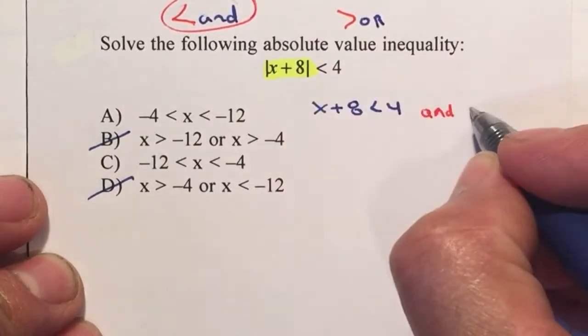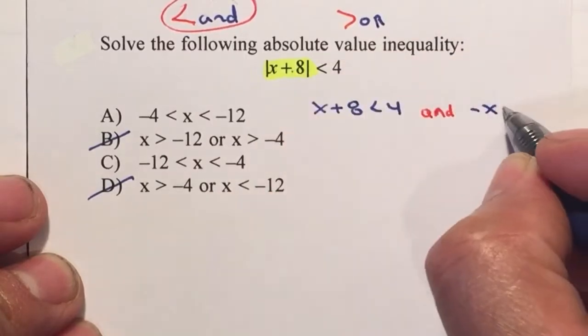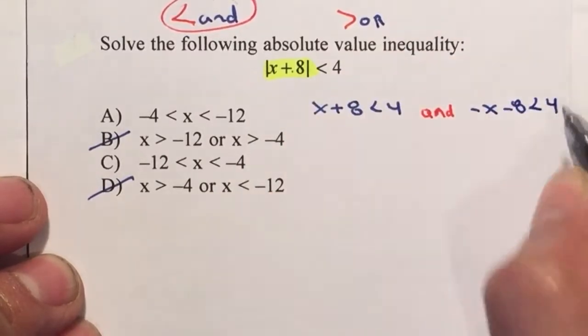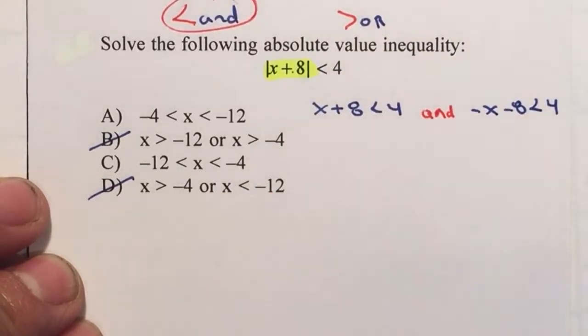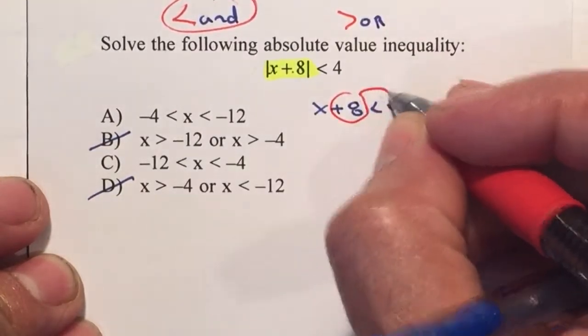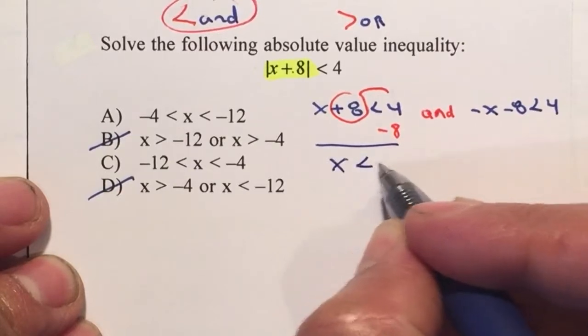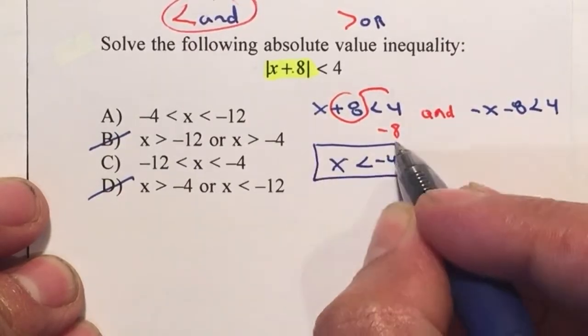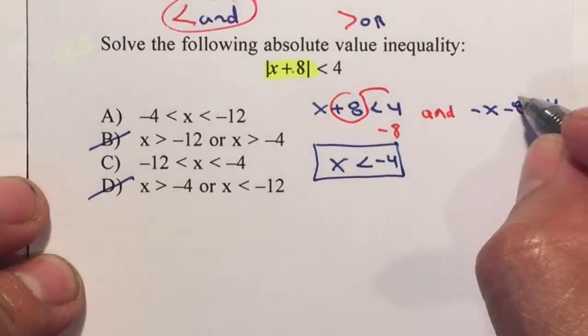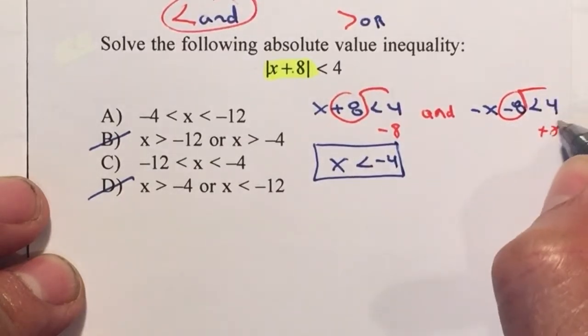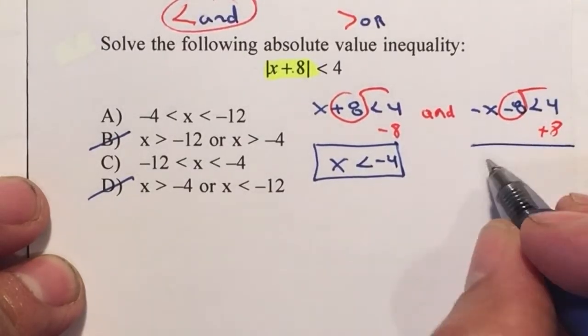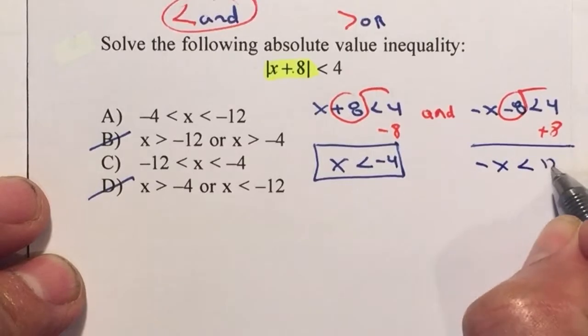So I say X, that'll be a negative X. That's an 8, that'll be a negative 8, is less than 4. And I'm just going to solve each one separately. Move the 8 to the right, becomes a negative 8. X is less than negative 4. Move the 8 to the right, becomes a positive 8. That gives me a negative X is less than 12.